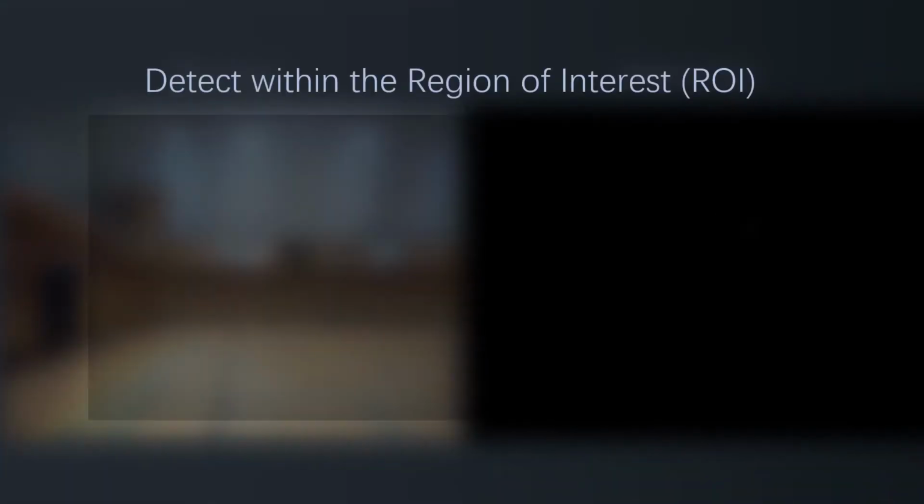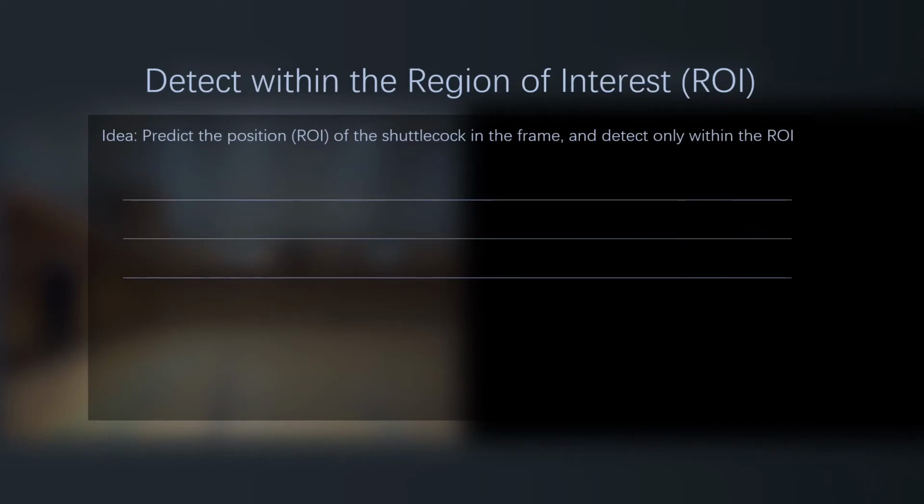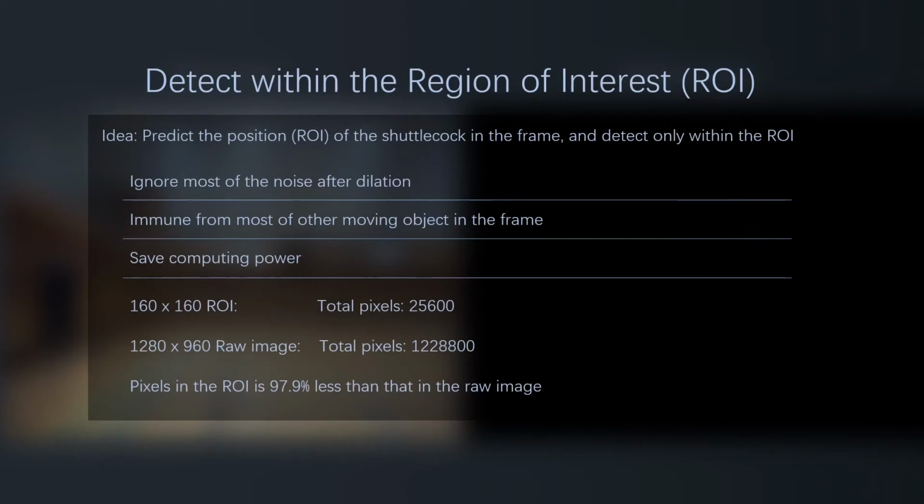To fix these issues, we use the ROI-based detection method. ROI is the abbreviation for region of interest. With this method, we only detect part of the image around the shuttlecock, instead of the whole image. There are three main advantages. First, most of the noise will be outside the ROI, then being ignored. Second, other moving objects will not affect the detection, as long as they don't intersect with the shuttlecock. Third, it can save over 97% of computing power, in terms of pixels.